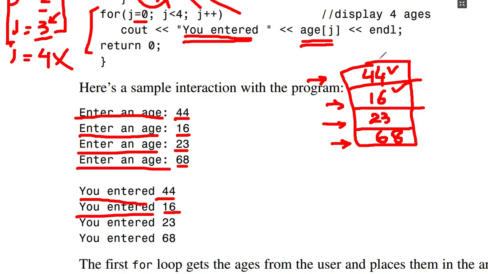Then the new line, and when we come here, j would become equal to 2. 2 is less than 4, so the loop would execute. First "You entered" would be printed, and then since the value of j is 2, age 2 would be printed, and age 2 we have got 23. So 23 would be printed. The new line, and then again j would become equal to 3. 3 is less than 4, so the loop would execute. What is inside the loop? First "You entered" would be printed, and age 3, because the value of j is 3. What is inside age 3? Age 3 has got 68, so 68 would be printed.